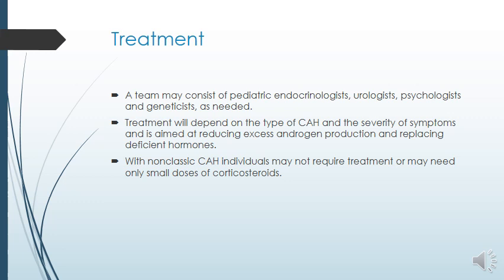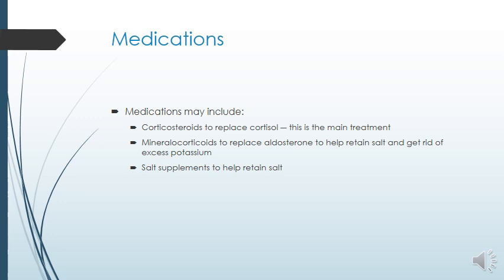With non-classic CAH, individuals may not require treatment or may need only small doses of corticosteroids. The medications may include corticosteroids to replace cortisol. This is the main treatment, as stated earlier. Mineralocorticoids to replace aldosterone to help retain salt and get rid of the excess potassium, which could cause damage to the heart. And salt supplements to help retain salt.